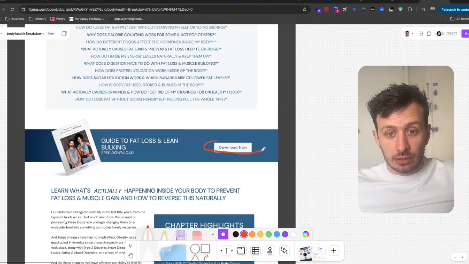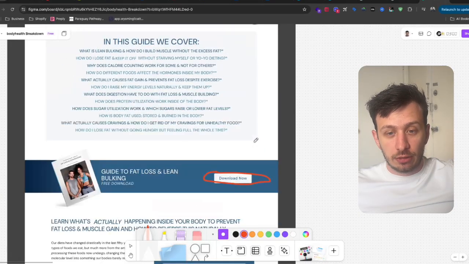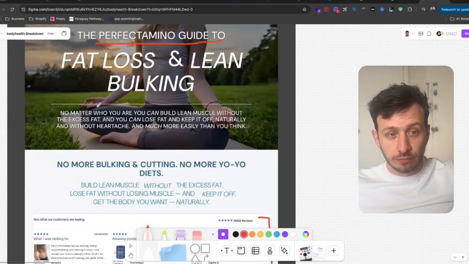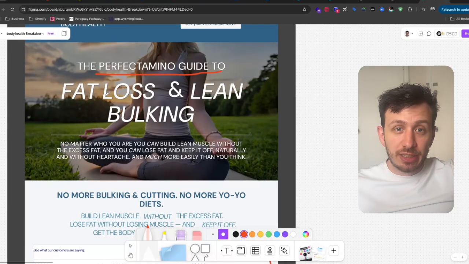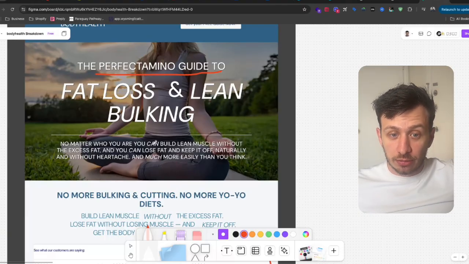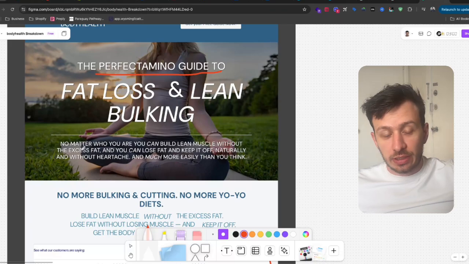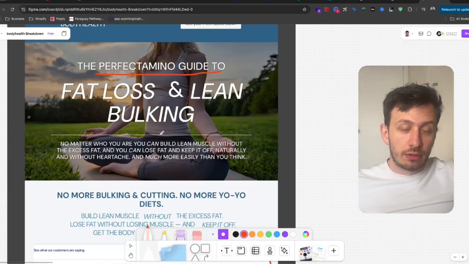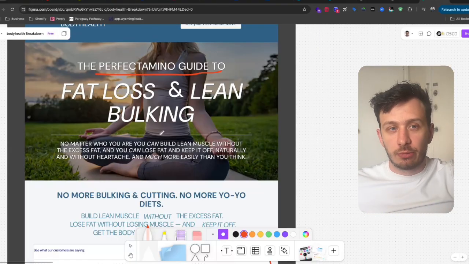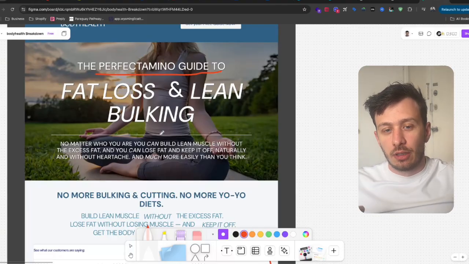And you can see right here, you can already download the guide. This is the first call to action on this page, right at the top. They're also specifying who it is for: no matter who you are, you can build lean muscle without the excess fat, and you can lose fat and keep it off. So it's representing the problem that the person actually has, reflecting the situation that the person is reading.